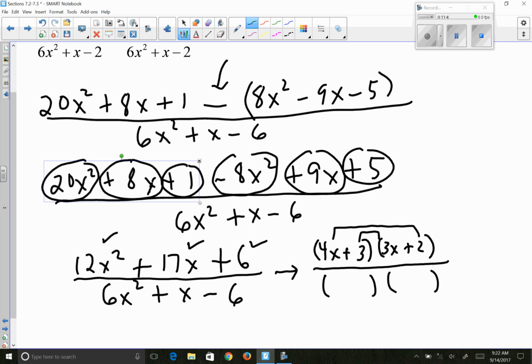The denominator starts with 6x squared, so we'll try 3x times 2x, because that's 6x squared. And we'll try positive 2 times negative 3, because that's negative 6. And let's see, that's negative 9x, and that's 4x. Negative 9x and 4x. That is not right. There's a mistake somewhere.